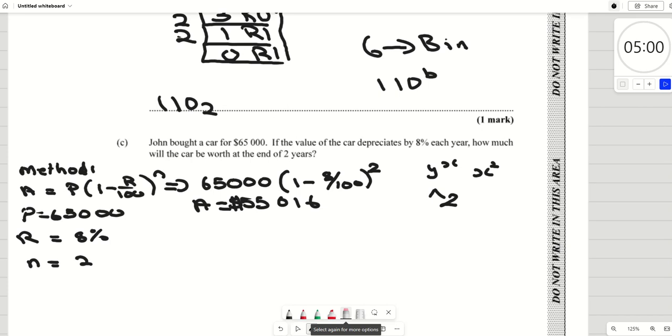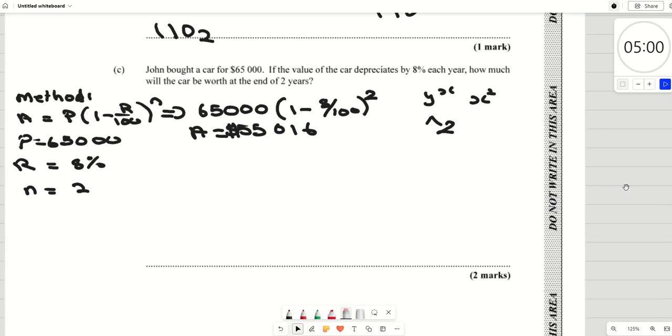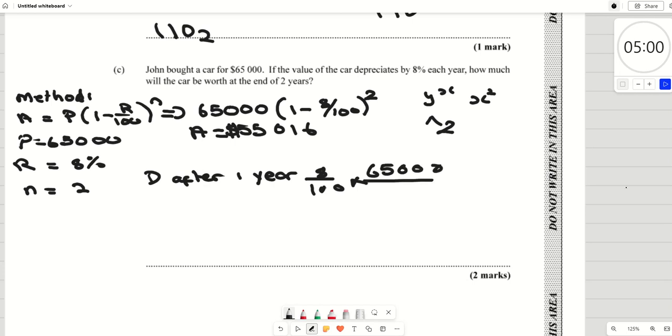The second way now, right, is you do it each year. So the first thing that you're going to do is find out the depreciation after 1 year. So we know that it depreciates by 8%. So that's 8 over 100 multiplied by the value of the car, 65,000. When you multiply this, you are going to get 5,200. So after the first year, I depreciated that.